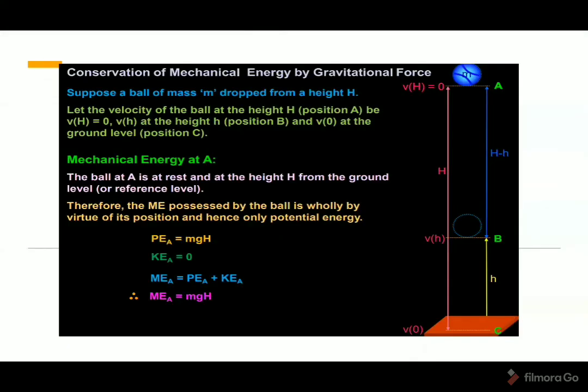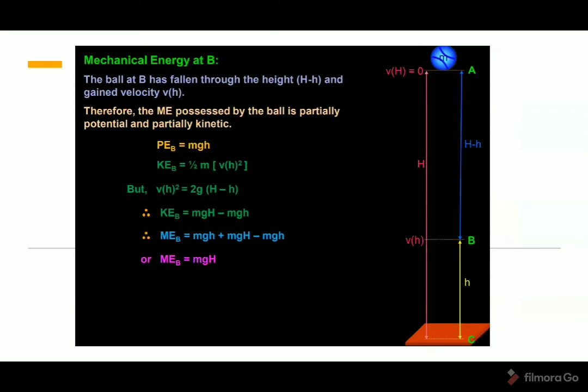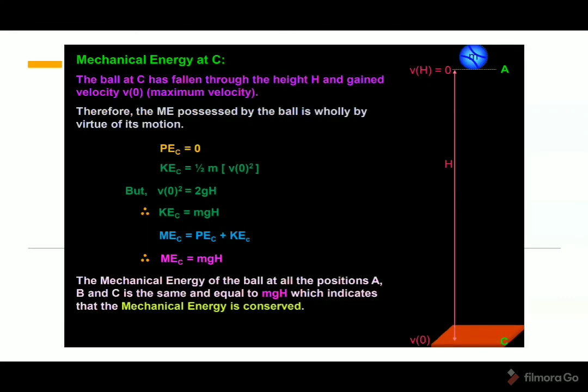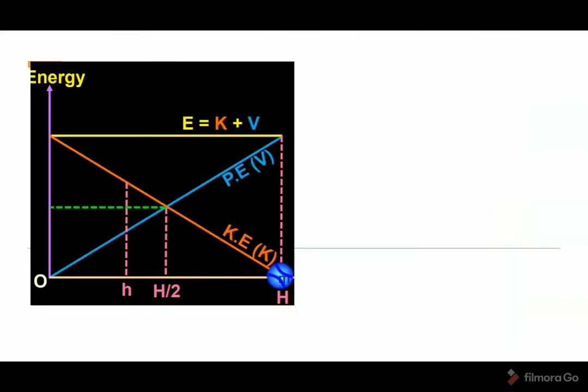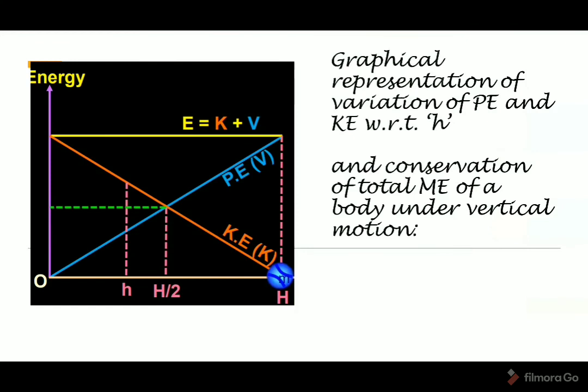Here you can find the detailed explanation of the law of conservation of energy at point A, at point B, and finally at point C. Now coming to the graphical representation of variation of potential energy and kinetic energy with respect to height. So students, remember, at the top the potential energy was the maximum. So in the graph you can see that the potential energy is the maximum and the kinetic energy is the minimum. Whereas at the bottom the kinetic energy was the maximum and the potential energy is approximately equal to 0.